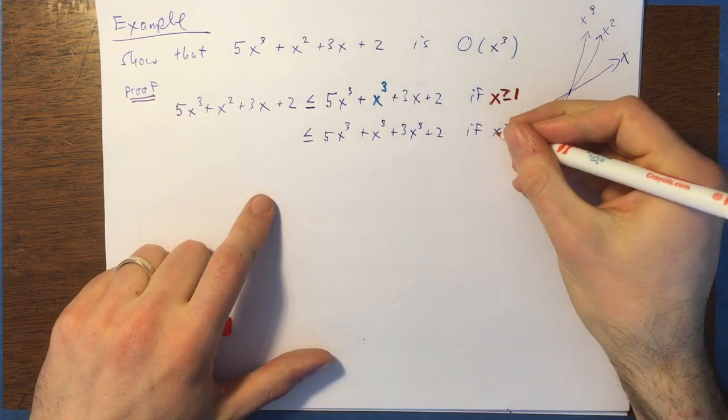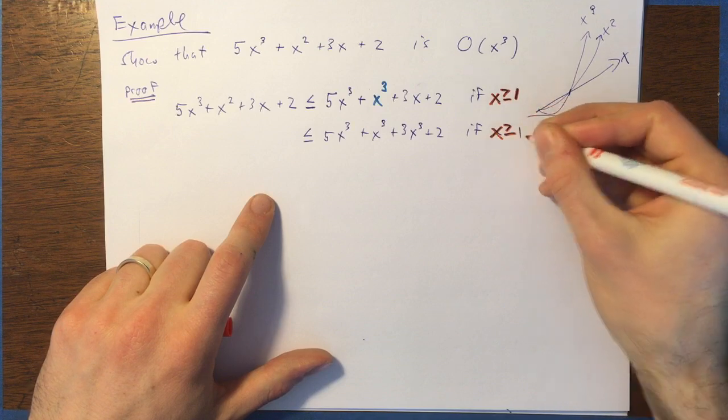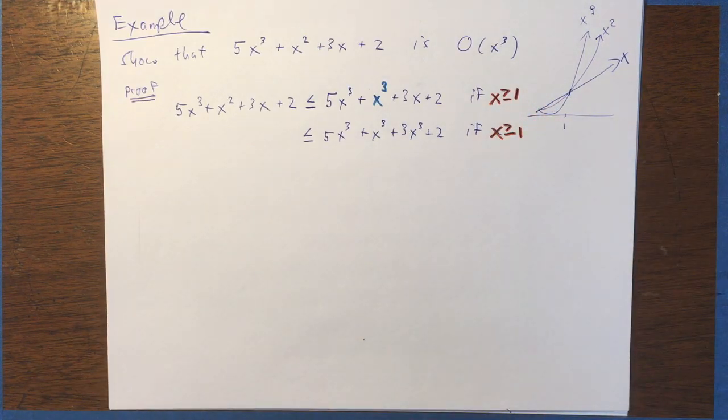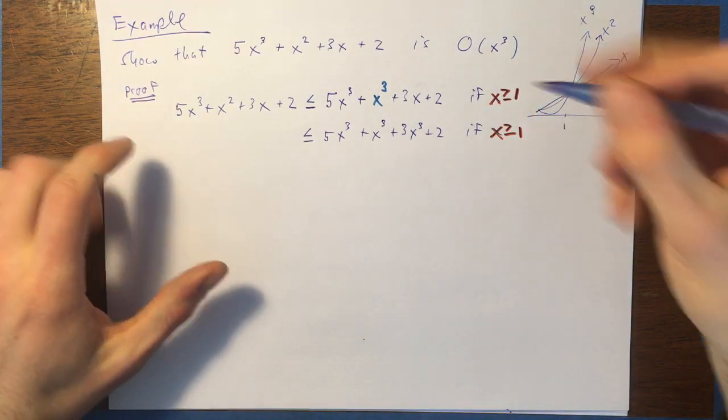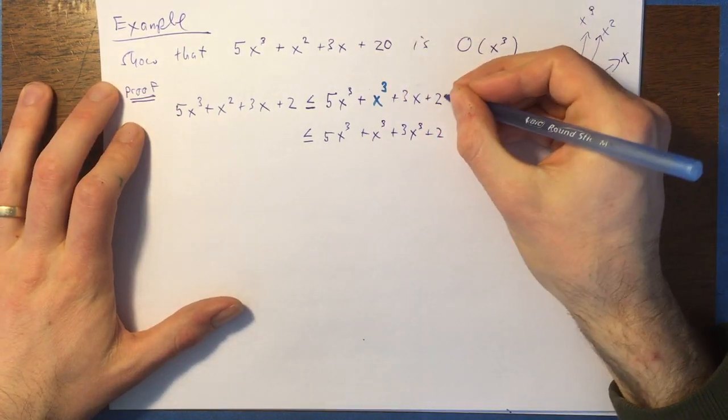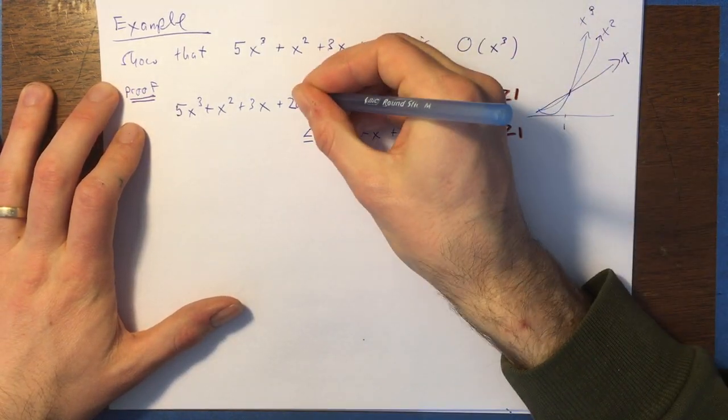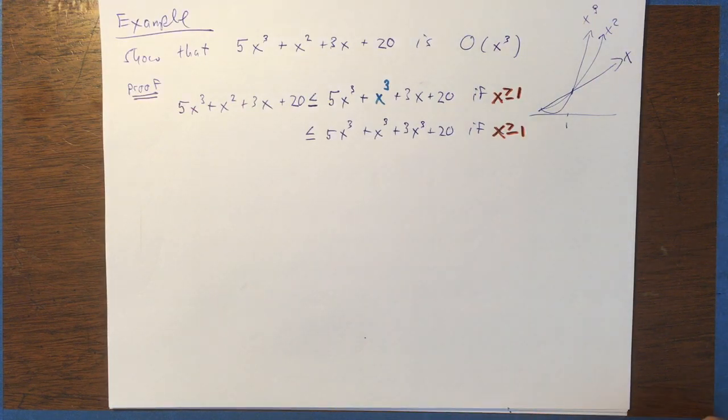Okay. I just realized that this example is not as good as I thought it was. Sorry, I'm going to edit this example slightly. Let's make this plus 20, plus 20, plus 20. That's going to make it a little more interesting.